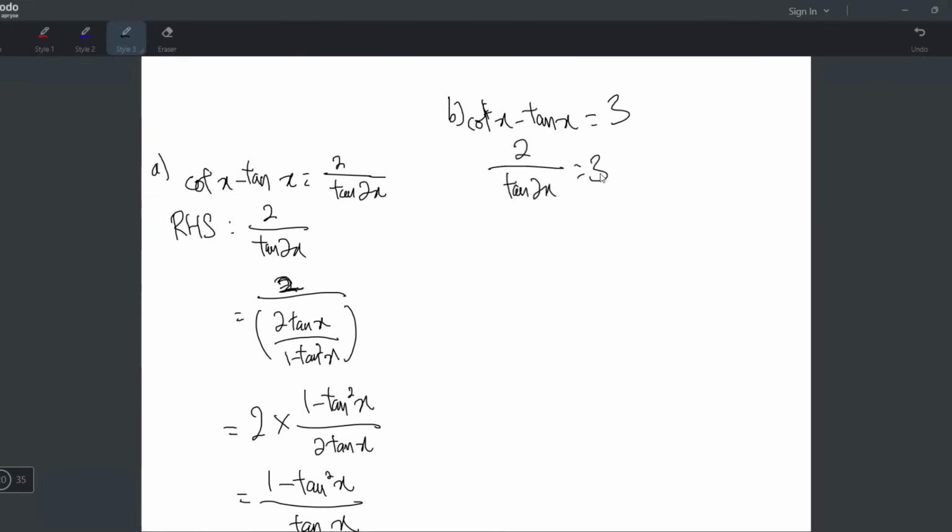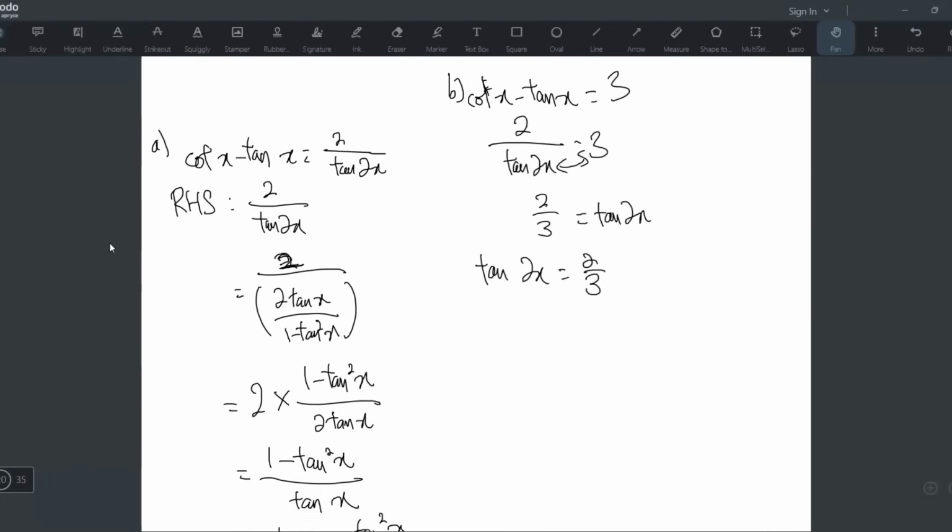Because you just move things across. How to find x? First I will bring tangent 2x up. So the divide goes up and becomes multiply, and then the 3 goes down and becomes divide, like that. So your tangent 2x is 2 over 3.